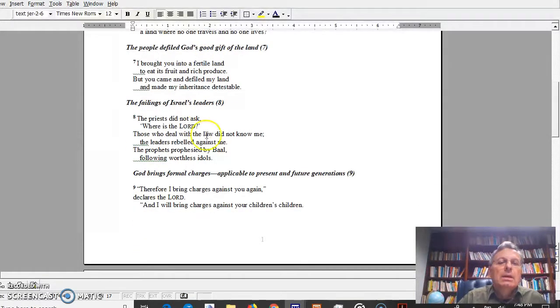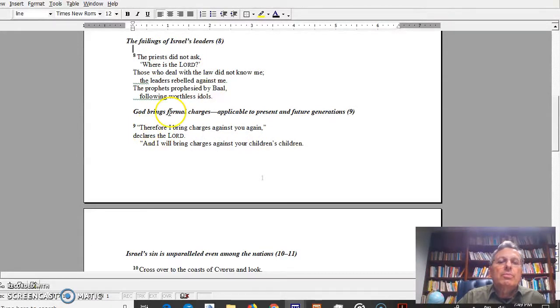Okay? And then we have various leaders. We have priests who didn't ask, where is the Lord? Just like the people. They didn't think about God. They forgot about God. Those who deal with the law, teachers of the law, perhaps scribes of some kind, didn't know me. The leaders, generic term, rebelled against me. And the prophets prophesied by false gods, by idols. So all forms of leadership failed. Right, the failings of Israel's leaders.